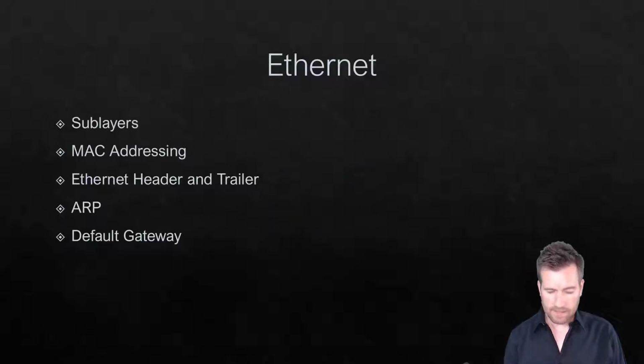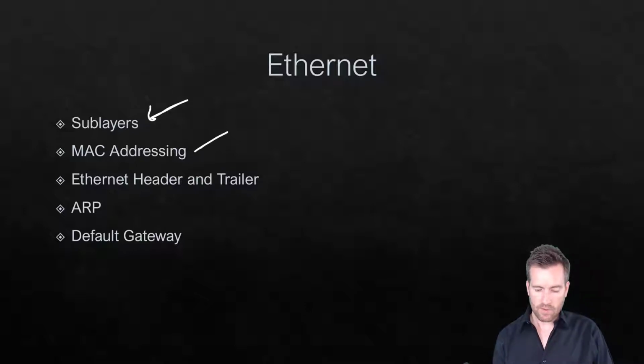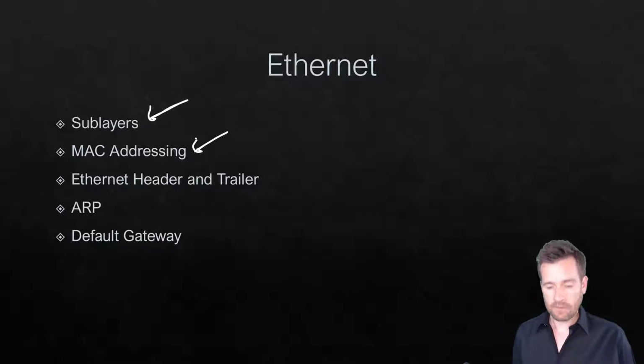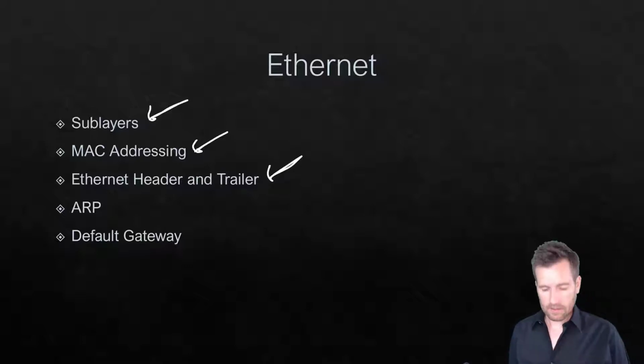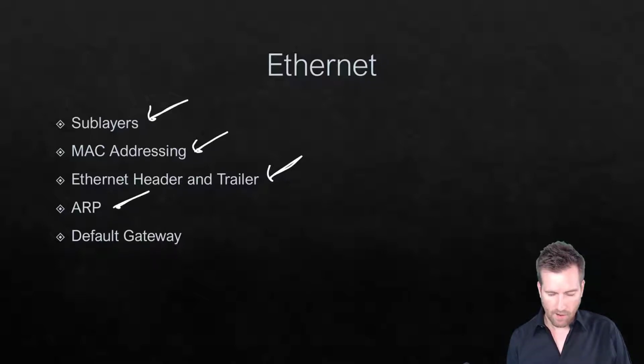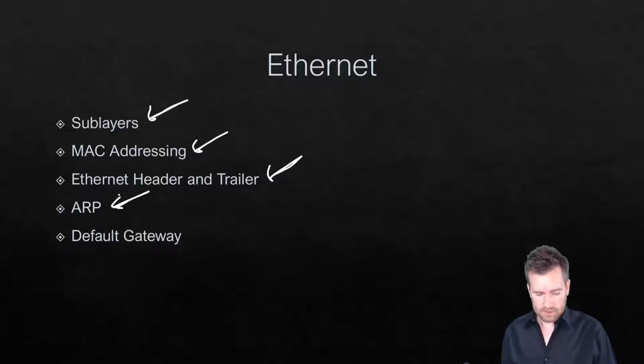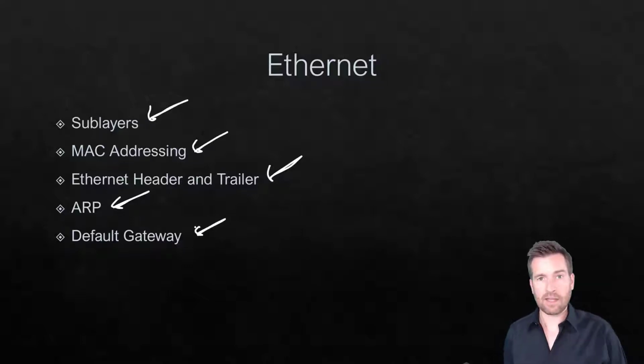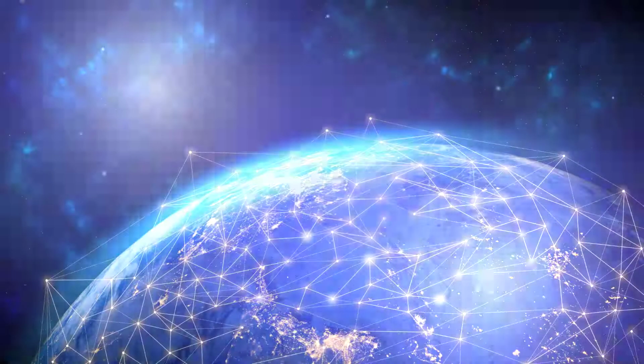So we'll start out by talking about the sublayers of Ethernet, and then we'll get into what a MAC address looks like. This is going to be a very high level around MAC addresses. Then we'll get into what the trailer and header look like of an Ethernet frame. And then we'll talk about ARP and how ARP works. And then we'll talk about a default gateway. So let's get started.